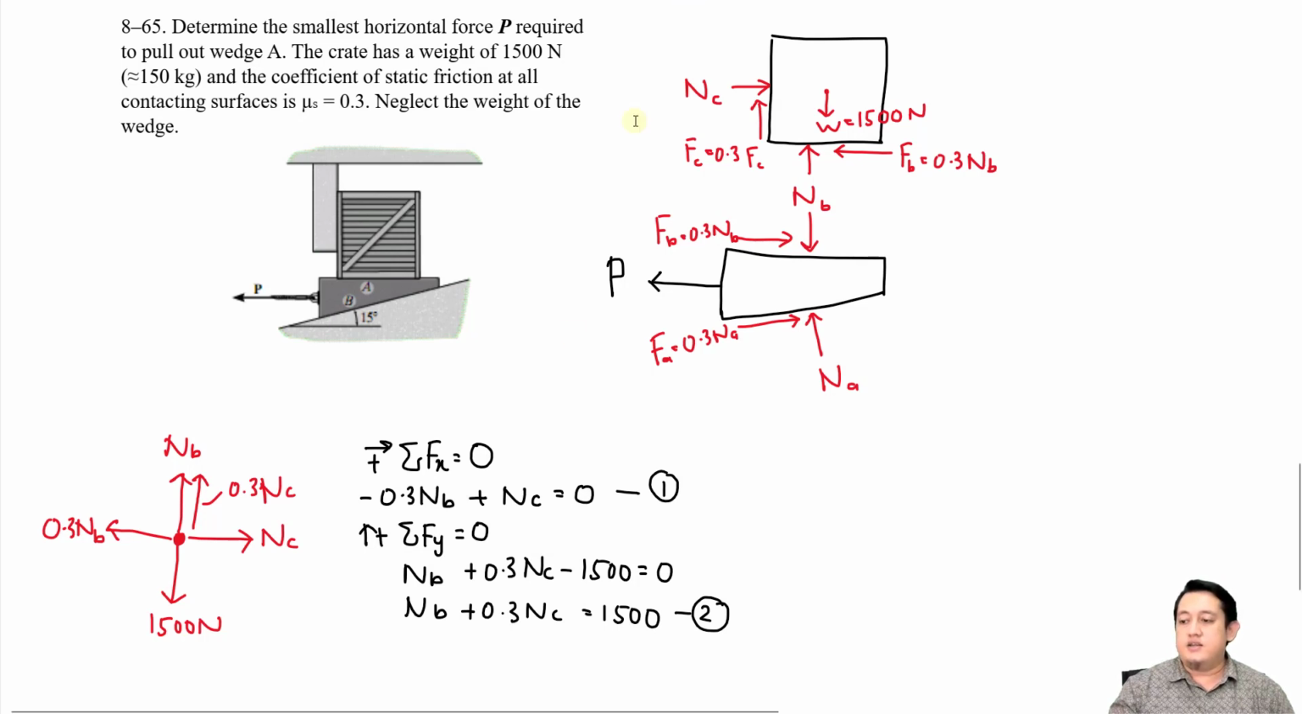Now we've done creating these two equations: total of Fx equals 0, total of Fy equals 0. So we have two equations with two unknowns. I made a mistake here. This one is not supposed to be FC. NC is the correct one. So let's use the calculator to solve the values of NB and also NC.